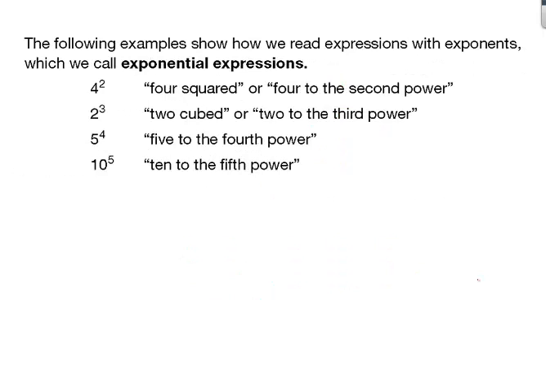The following examples show how we read expressions with exponents. We call these exponential expressions. So 4 squared is said 4 squared, or 4 to the 2nd power. We can say 2 cubed because it's to the 3rd power, or 2 to the 3rd power. 5 to the 4th power, and 10 to the 5th power.